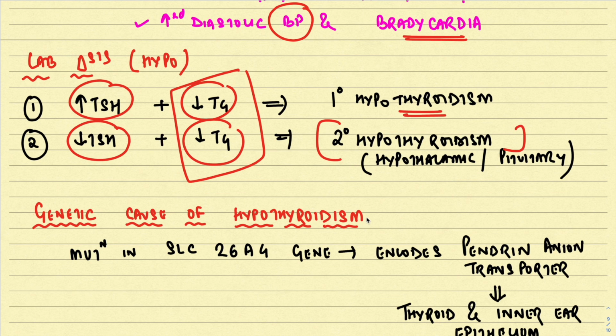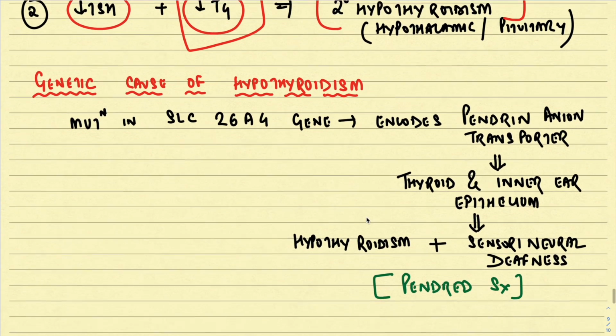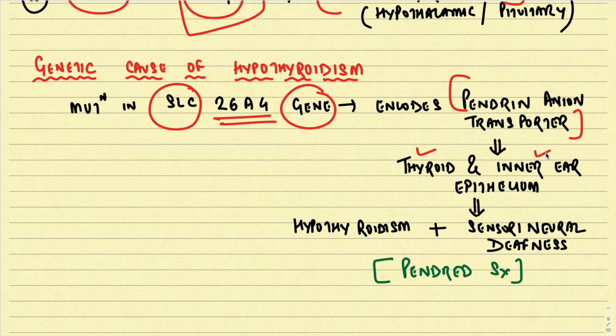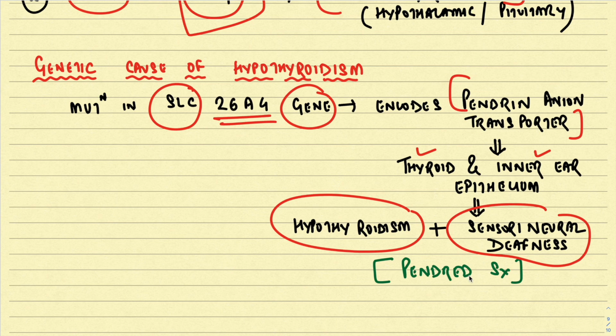Now, to end, the last important point that I will say is the genetic cause of hypothyroidism. Sometimes there is a mutation in the SLC26A4 gene. This gene normally encodes a pendrin anion transporter which is present in the thyroid and inner ear epithelium. Because of a mutation in this particular gene, it can lead to hypothyroidism along with sensorineural deafness, and this combination of features is called Pendred syndrome.